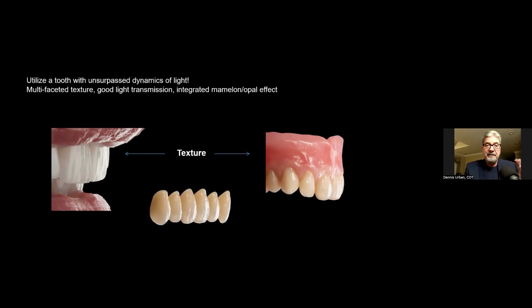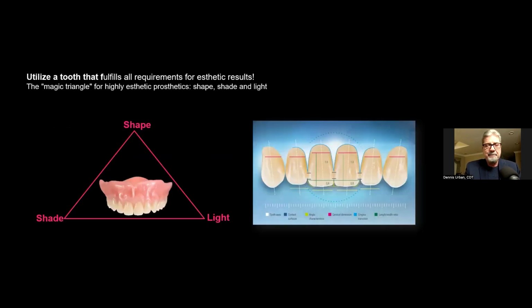I don't want it to look like their grandfather's denture or their great grandfather's denture. I want it to look natural, so that the patient doesn't have a denture and wants to look like their natural teeth. So I want to utilize a tooth that fulfills what I call the magic triangle for shade, shape, and light. And we can get this pretty much on milled dentures. And I'll elaborate the comparison on denture teeth from milled to printed in a little while.